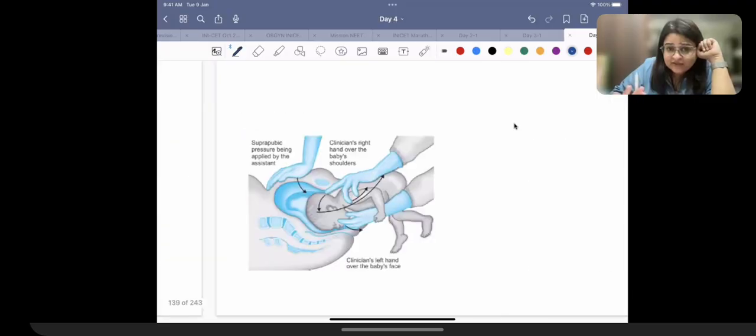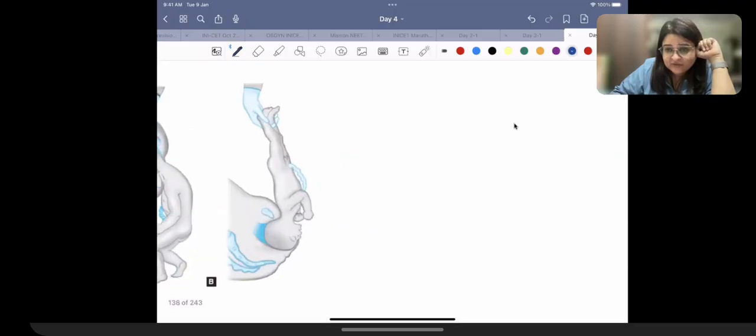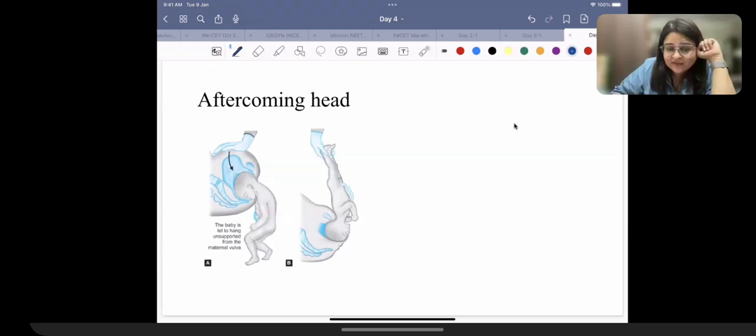Then these two are very important. The most important thing in a breech is the head getting stuck. You are kicked out of the labor room in a triplet vaginal delivery. Why were you kicked out? Probably because someone was making a video. Okay, anyway, after coming head, what happens?